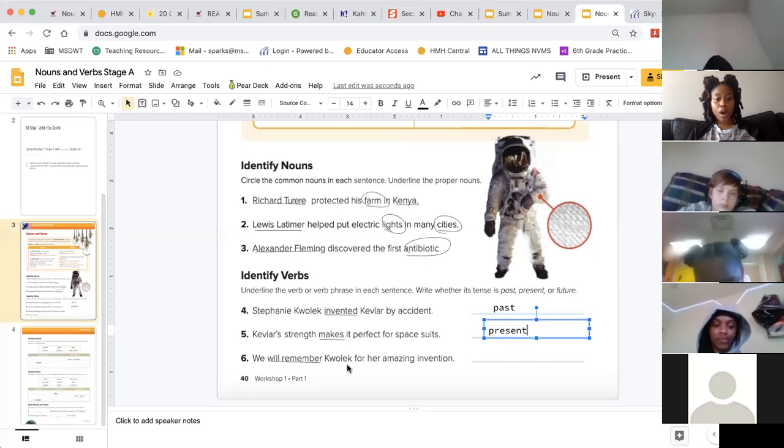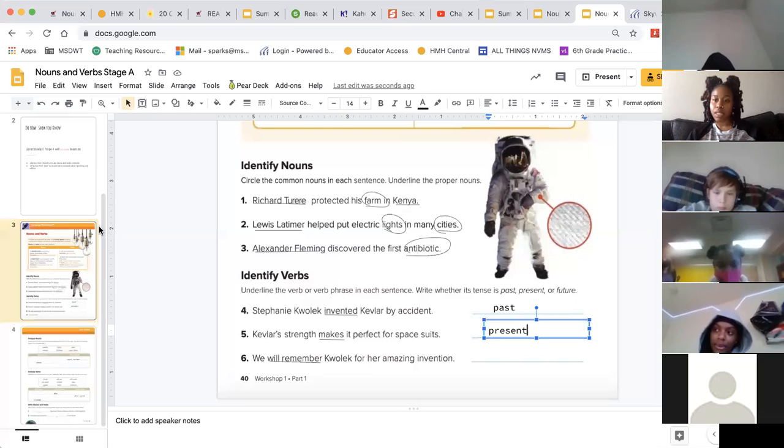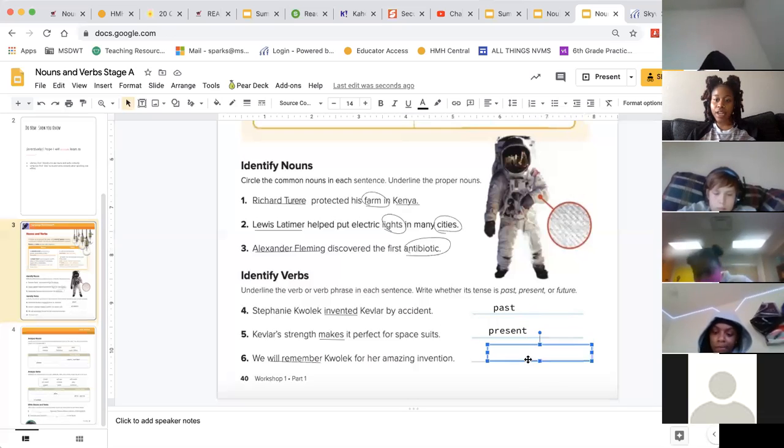We will remember Colwick for her amazing invention. I need to see everyone participating. Ben, Patrick, I shouldn't have to say this so many times. I need to know whether or not you know how to do this. So you need to make sure you're writing in the chat, please. We will remember Colwick for her amazing invention.